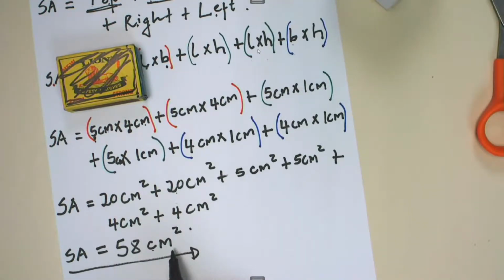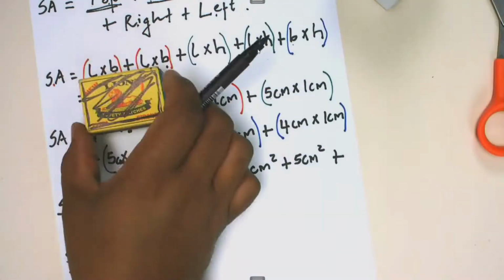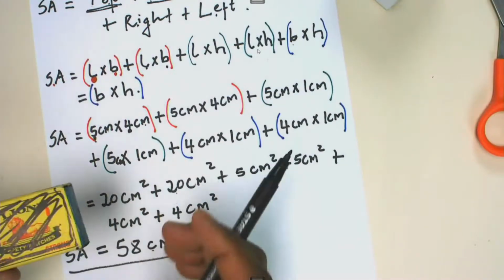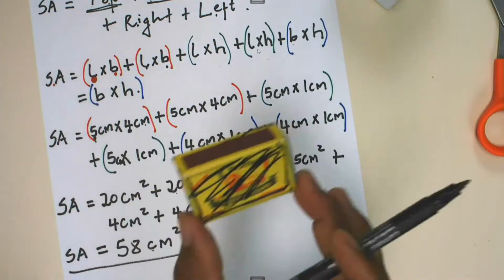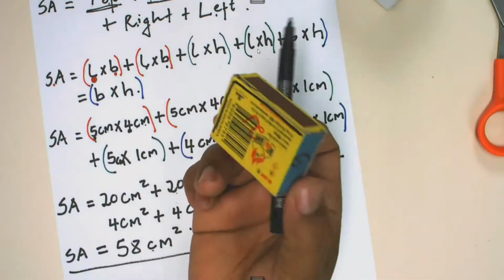What is that from the definition? The surface area is the total of all areas of the faces that make up this rectangular prism.